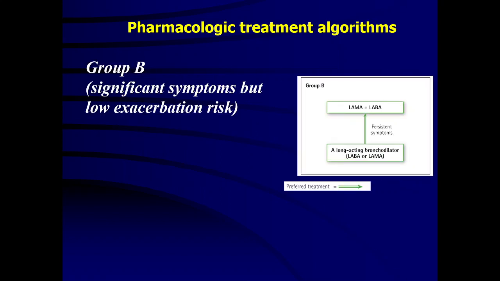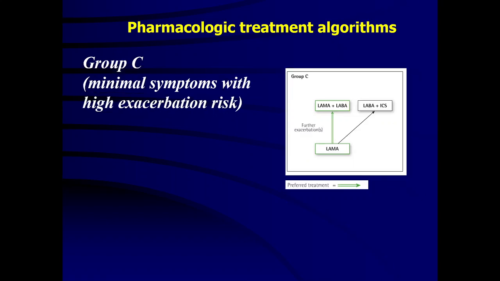Group B, they have COPD, they have significant symptoms, but they have low exacerbation risk. Usually, we start with long-acting antimuscarinic or long-acting beta-2 agonist. If we start with one, we review the patient after a few months. If he is still symptomatic, we can combine these together.